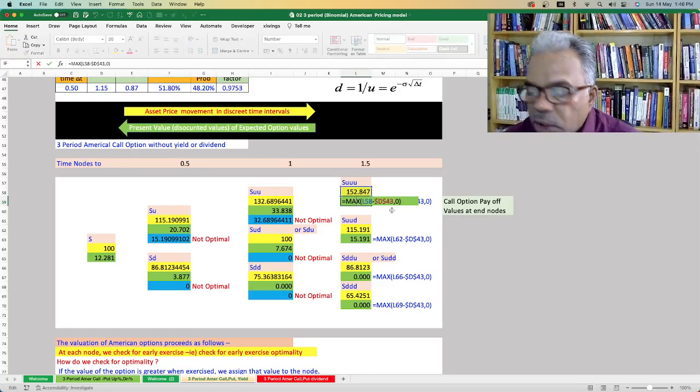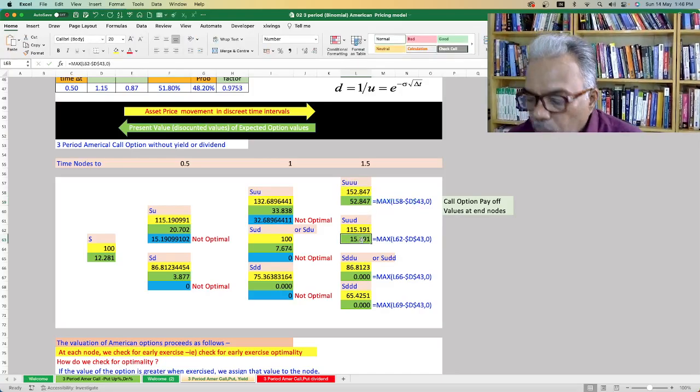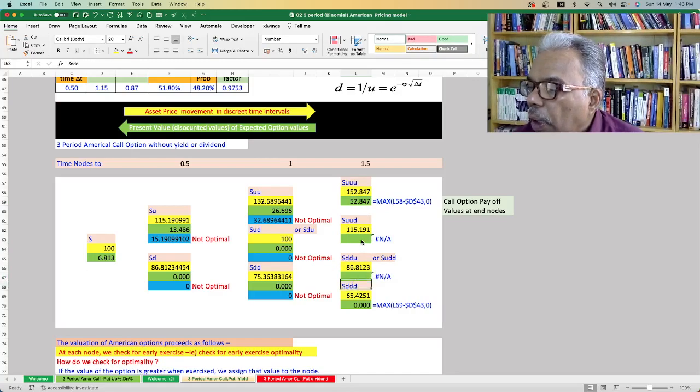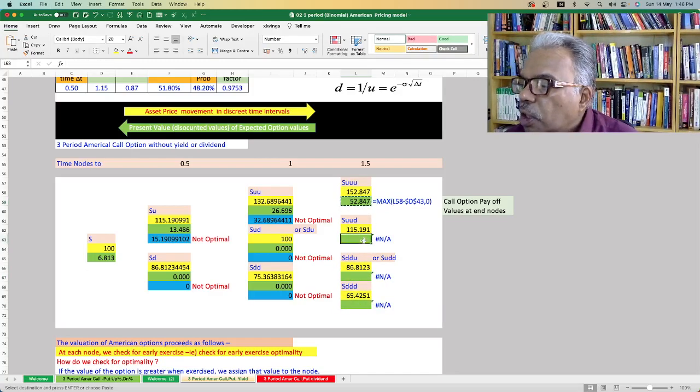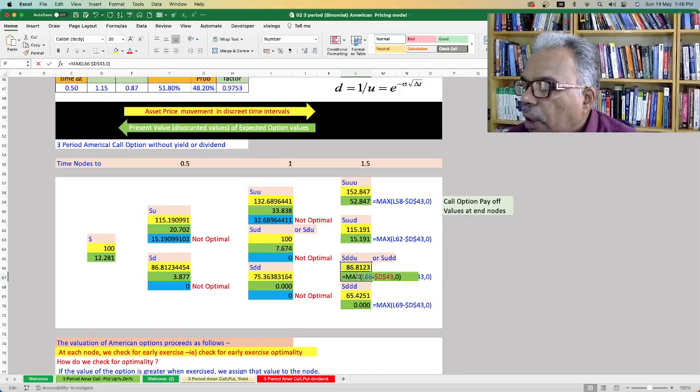Since you have fixed the K here, you can simply copy the entire values quickly so that we don't need to waste time. If the adjacent cells are correct, then we can quickly calculate the payoff value. Once you have fixed the payoff value at the end nodes, then we have to calculate the present value of the expected value. It's nothing but discounting the expected value.